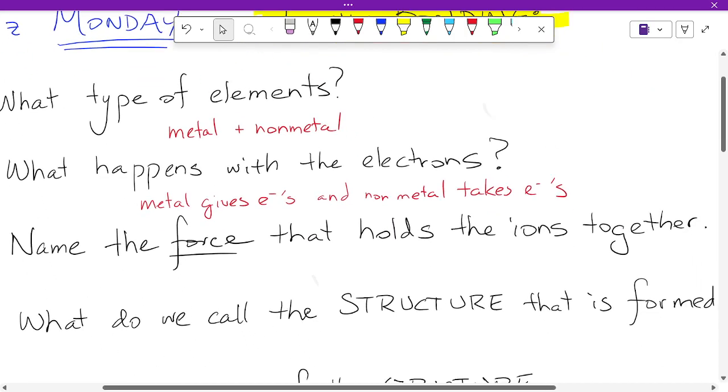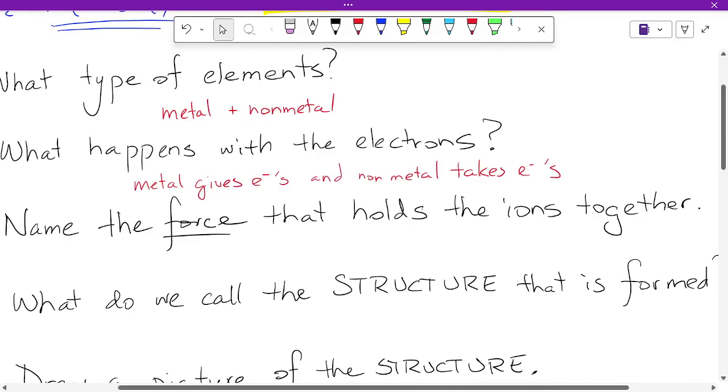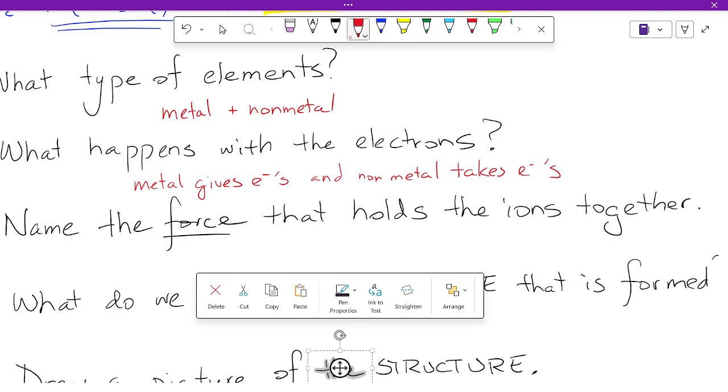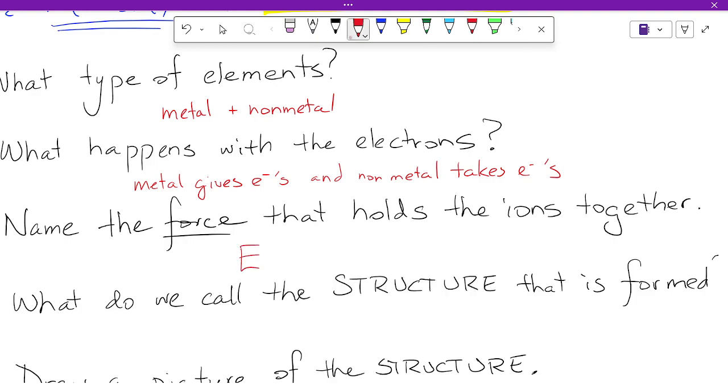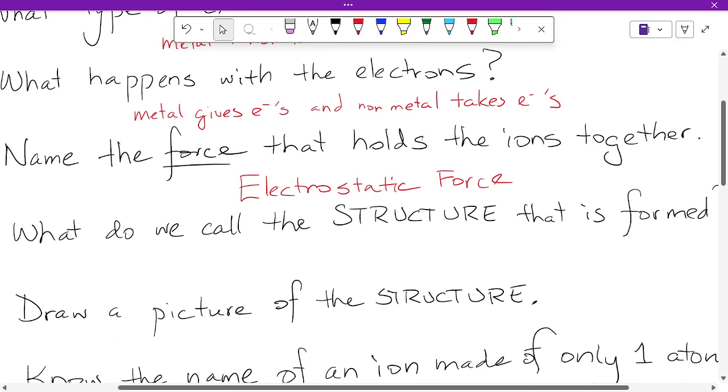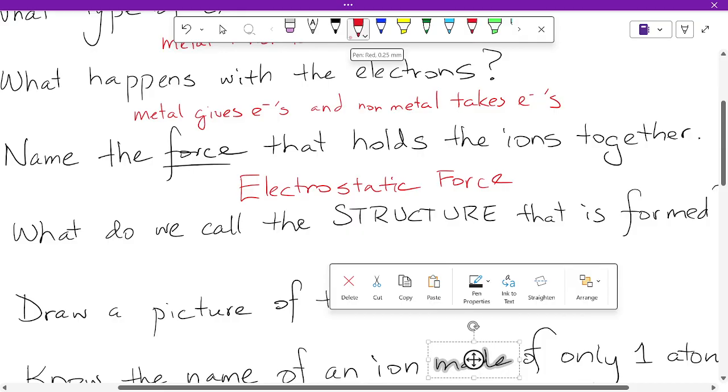What is the force that holds the ions together? That is an electrostatic force. I can't spell. Electrostatic force. What is the name of the structure that is formed by ionic bonding? A crystal lattice.